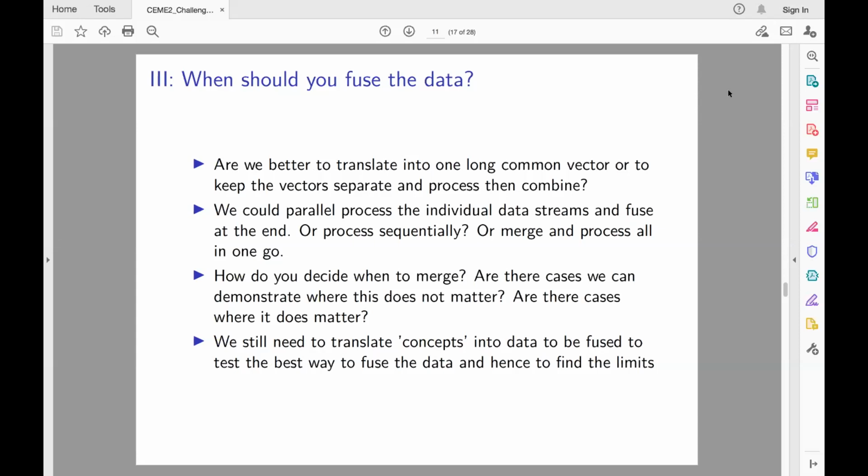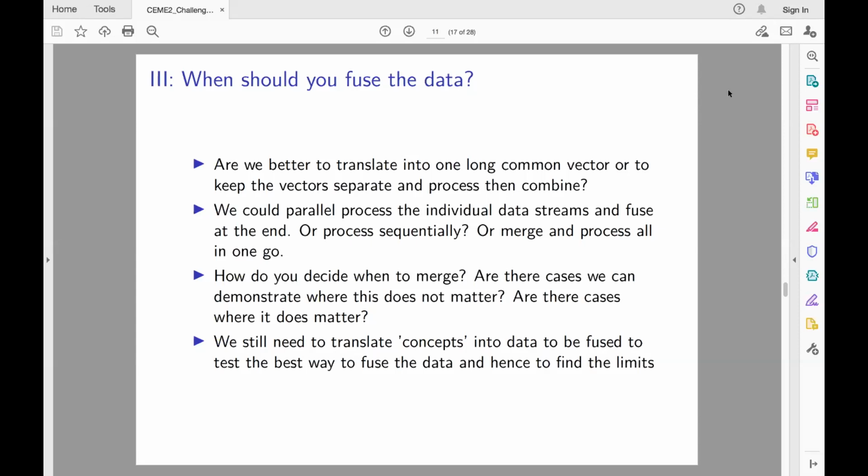And how can we tell, and at what point does it matter or not? And the last point on the slide there says also that we still haven't decided how to actually translate concepts, the kind of information that we might get from, let's say, the mother of the lost child, that the lost child has a black coat on. We still need to be able to translate these concepts into the data to be fused.